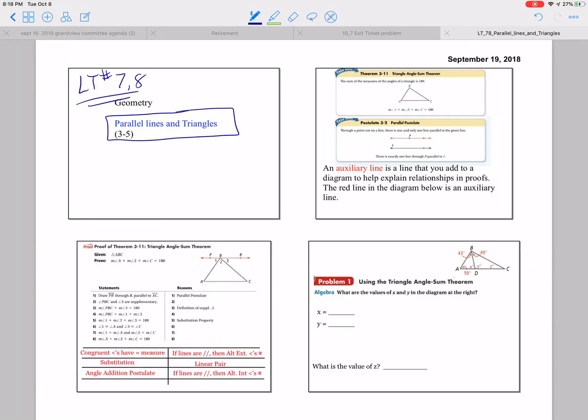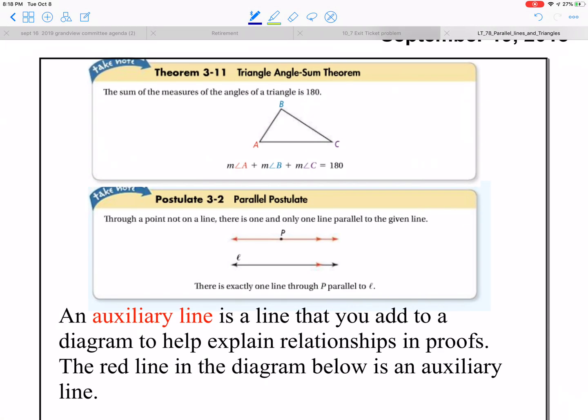Hello, this movie is for Learning Target 7 and 8 in Unit 3, Parallel Lines and Triangles. The first thing we're going to do is I want you to pause the movie and add these two theorems to your Learning Target handbook, and when you are finished, press play and we'll talk about them.